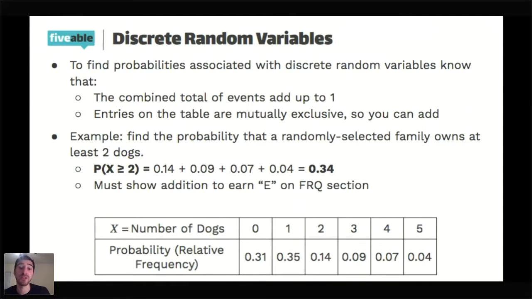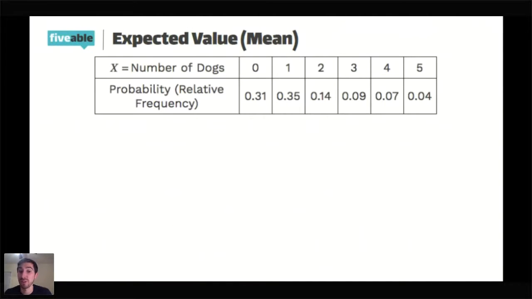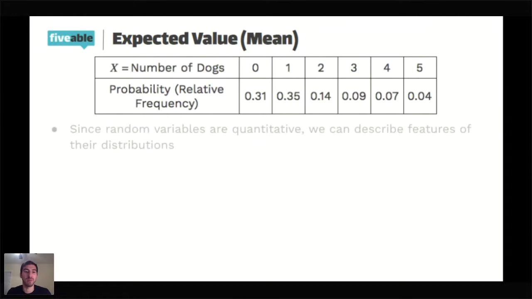So if you get a table like this, you might be asked for some kind of basic probability fact. You also might be asked to find what's called the expected value. Because random variables are quantitative, we can describe features of their distributions.